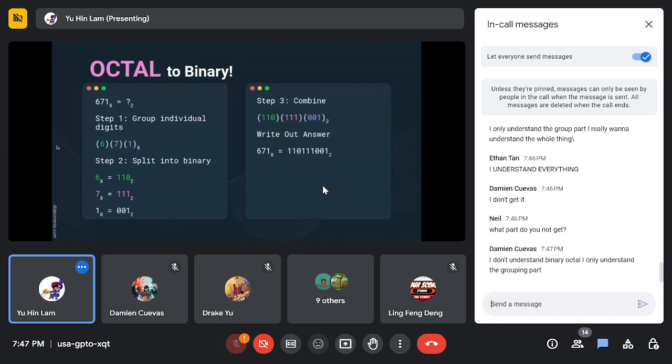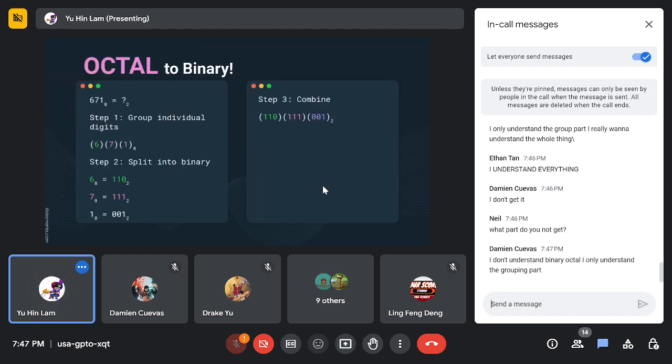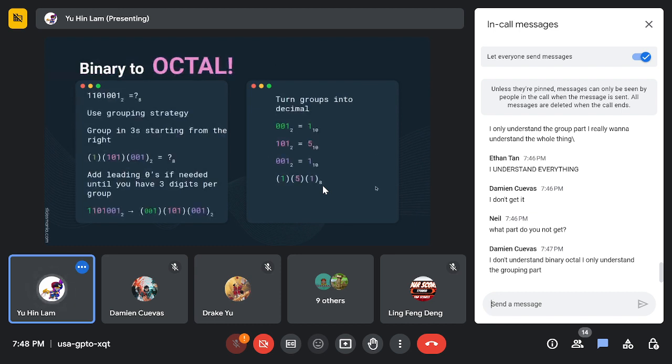So let's see. So Damon, you understand the grouping part, but you don't really understand this part, right? Converting the... Yeah, I understand grouping the numbers, but I don't understand how to convert the groups into decimals. Yeah, that's okay.